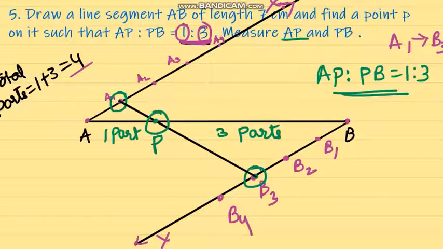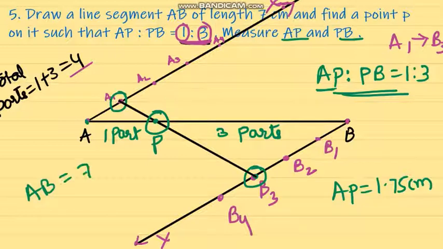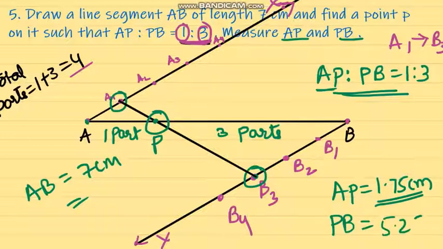You have to measure AP and PB. So when you will measure AP and PB with your ruler, what will you get? AP will be equal to 1.75 centimeters. See, total length of AB is 7 centimeters. So your AP will be 1.75 centimeters and PB will be equal to 5.25 centimeters. If you will get this much length when you will measure with your ruler, then your sum is 100% correct.